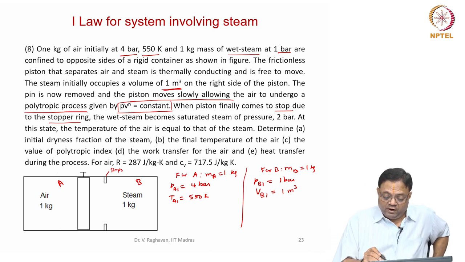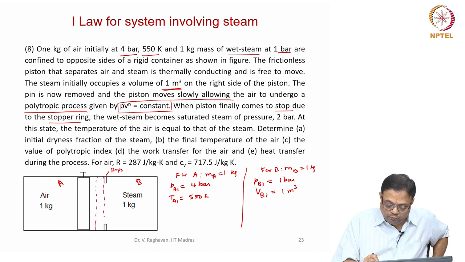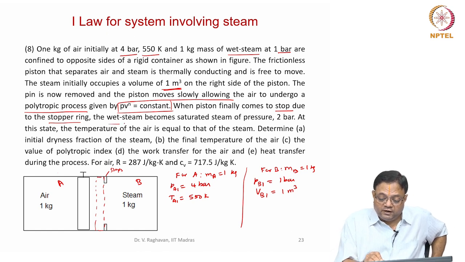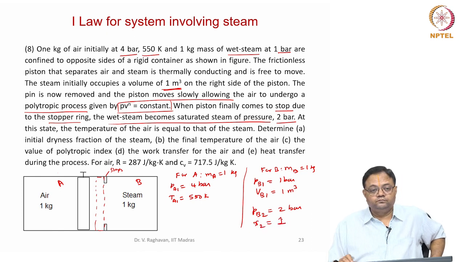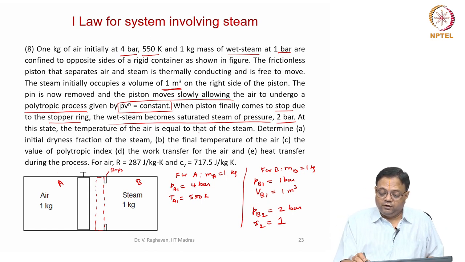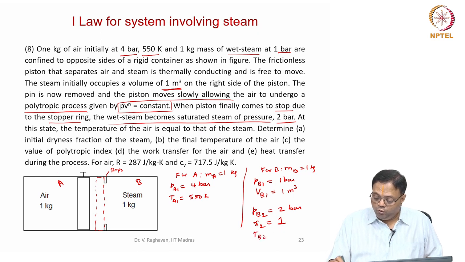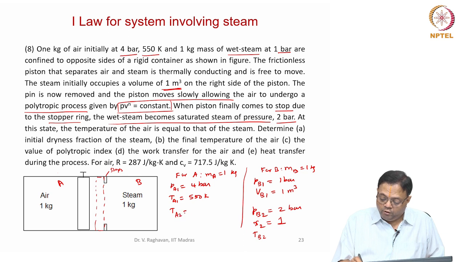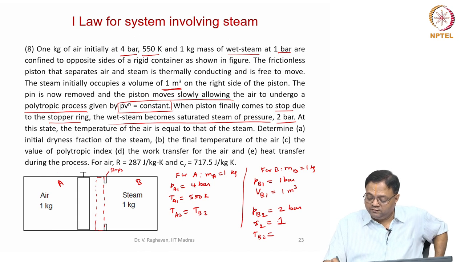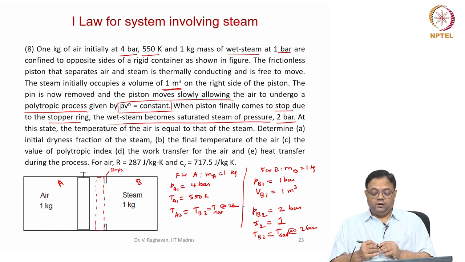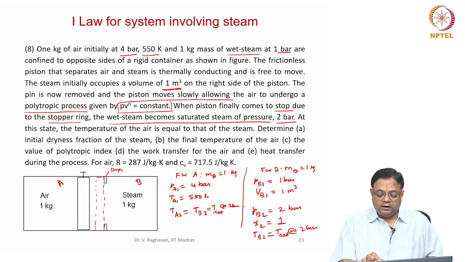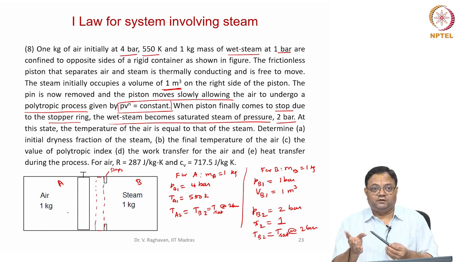Now, what is given is, when the piston goes to this position at the stop, the wet steam becomes saturated steam at a pressure of 2 bar, that is PB2 equal to 2 bar and X2 equal to 1. At this state, the temperature of air is equal to that of the steam. That means TA2 will be equal to TB2. I don't know this directly, but we can calculate it. It is nothing but the saturation temperature at 2 bar, so T2 equal to Tsat at 2 bar. These are the pieces of information given to us. This is possible because there is heat transfer between A and B, due to which the temperature finally reaches equilibrium, but the pressure need not be at equilibrium.